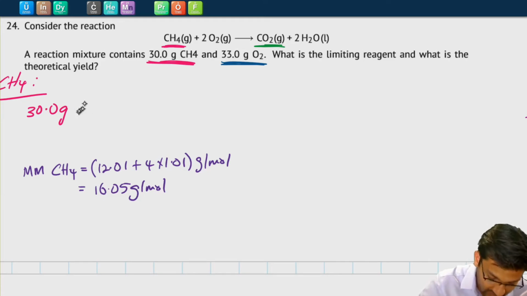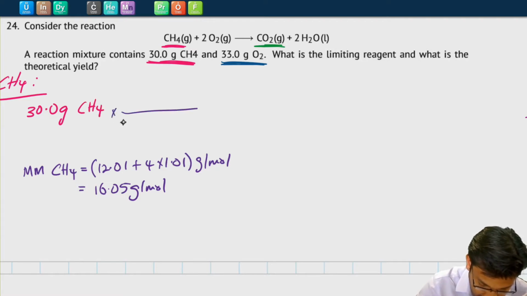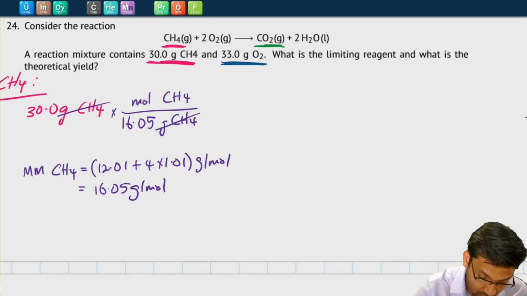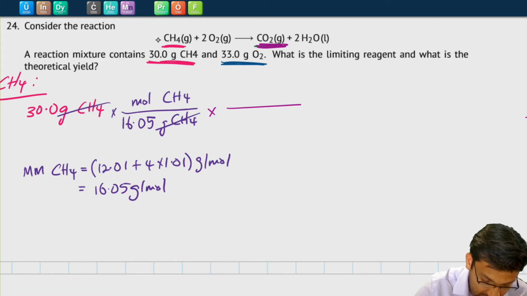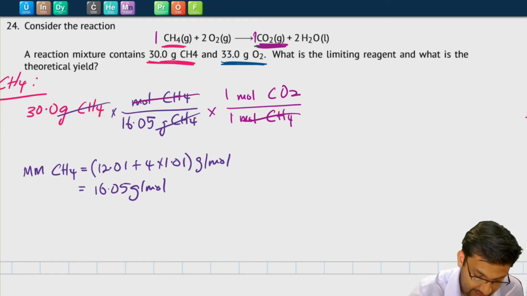So let's just put the labels. We start with 30.0 grams of methane. We can convert that to moles of methane using the molar mass. So grams of methane to moles of methane. And then we can convert from moles of methane to moles of carbon dioxide using the mole ratio. And according to this equation, 1 mole of methane goes to form 1 mole of carbon dioxide. So 1 mole of methane forms 1 mole of CO2. So moles of methane cancel out. And now we just need to convert CO2 to mass.